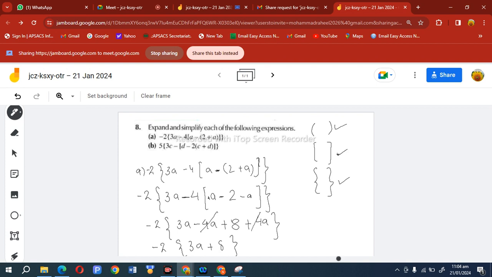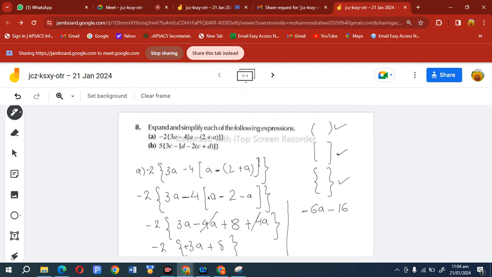Now I'm going to multiply this negative 2 with this bracket. There's a negative sign outside the bracket, so when I solve it, the sign inside the bracket will be changed. So negative 2 times 3a is negative 6a, and negative 2 times 8 is negative 16.